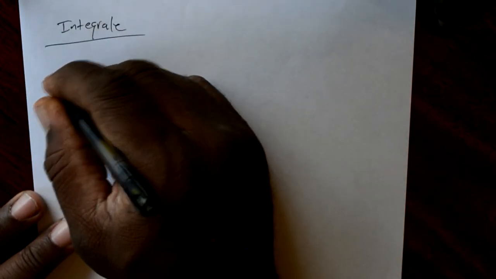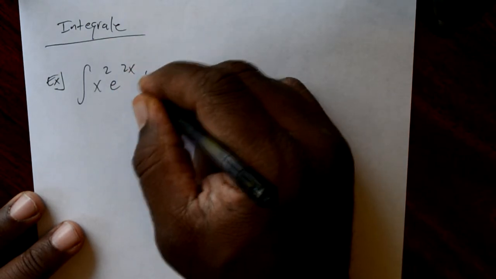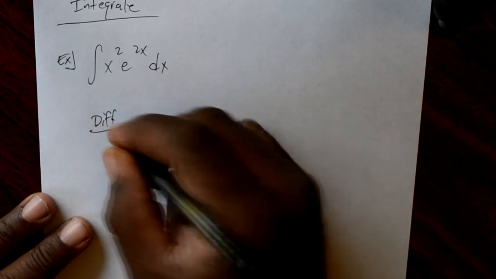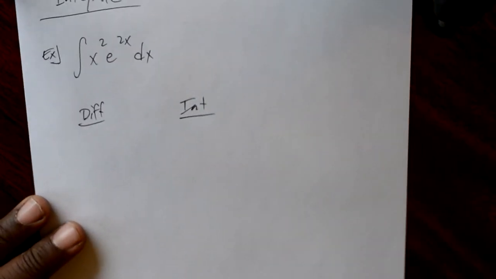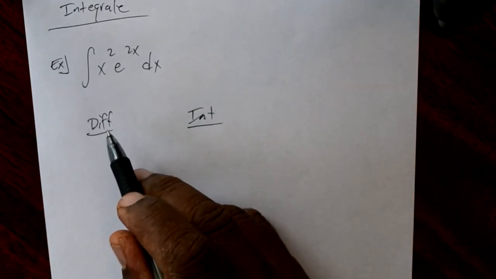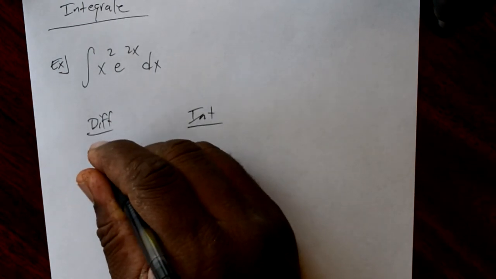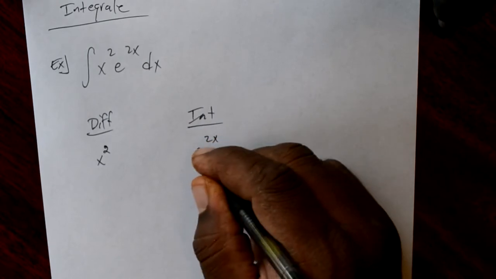So we were asked to integrate x squared times e to the 2x. So once again, we must choose one factor to differentiate and another factor to integrate. The factor that you choose to differentiate, you must be able to find its derivative to 0. So we chose x squared, and we chose to integrate e to the 2x.